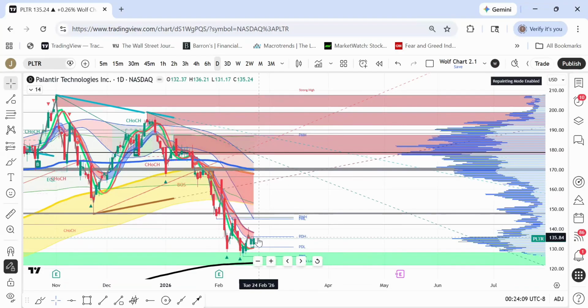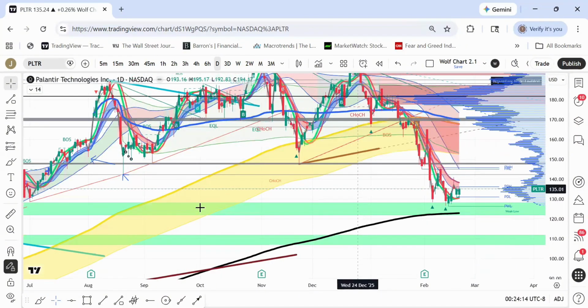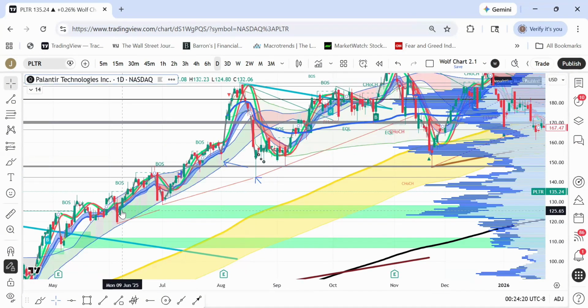Okay, now let's look at the Palantir chart. We're on the daily time frame. We are coming up on this internal order block that was created June 6th of 2025. So this is when smart money grabbed their positions for the long term.